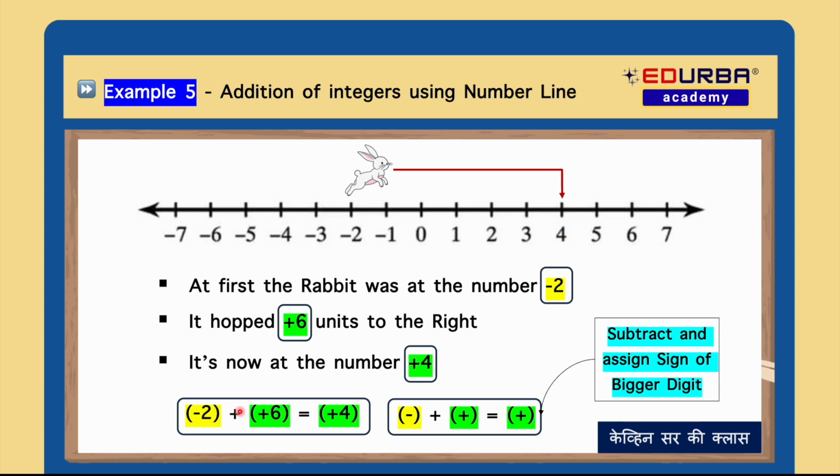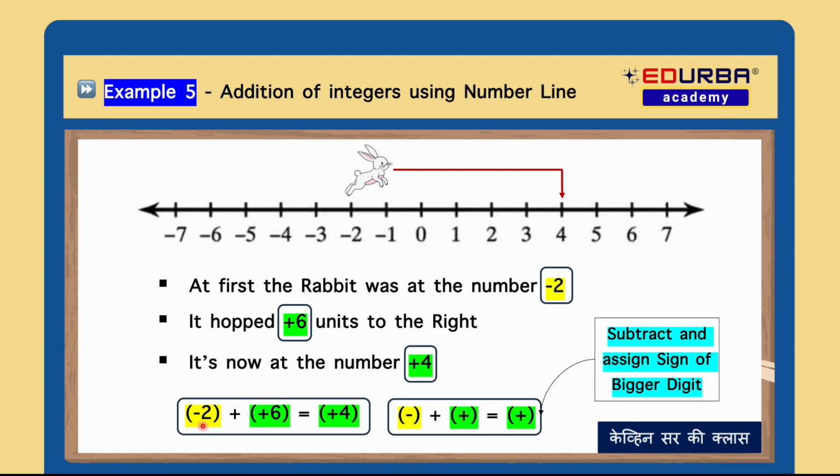Here we have minus and plus. In previous examples, we either had both of them as positive, that means plus, or both of them were negative. And we studied that when both of them were positive, the sign was also positive, and when both of them were negative, the sign was also negative. And in both of them, we added the numbers.